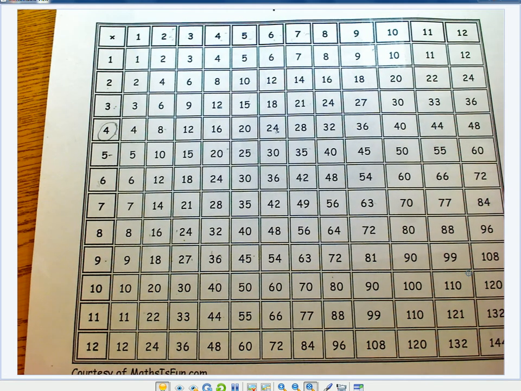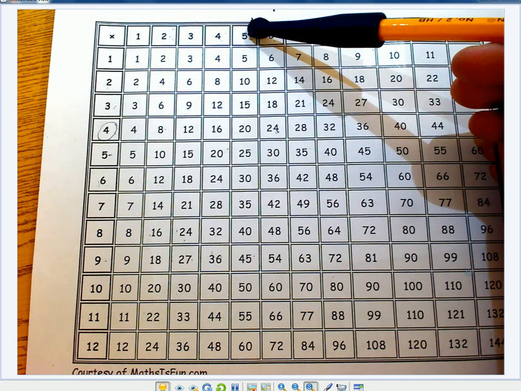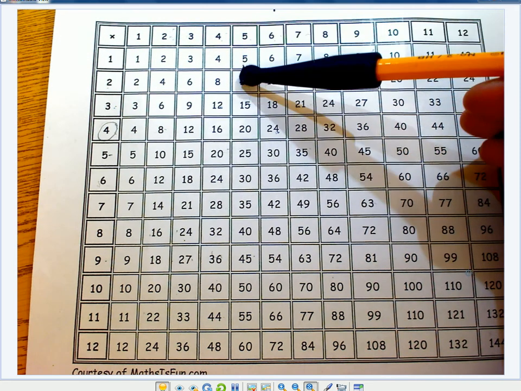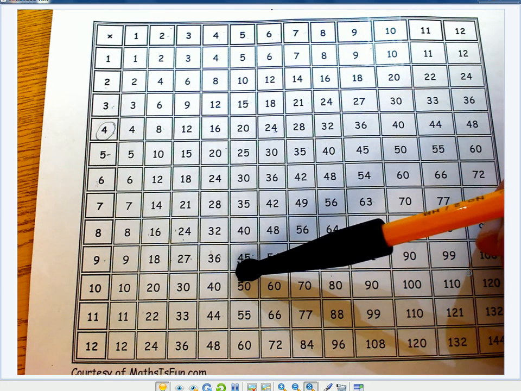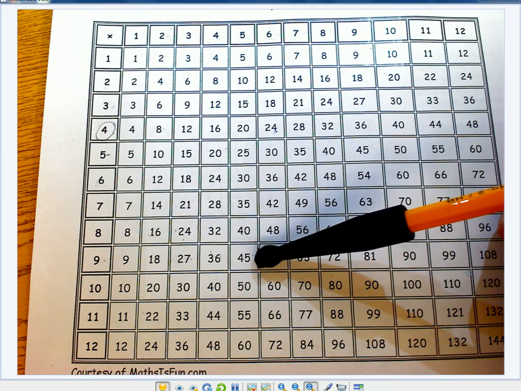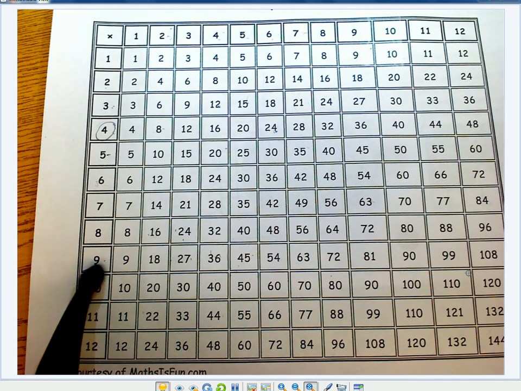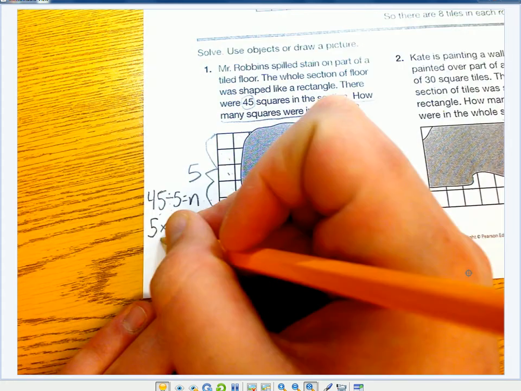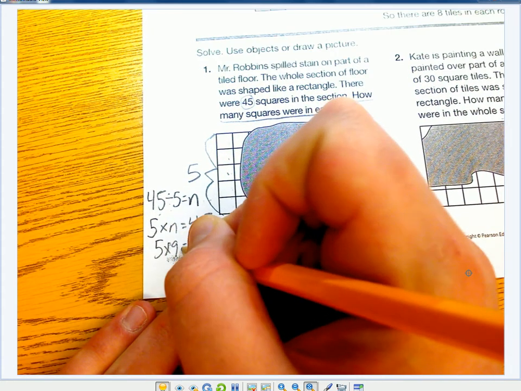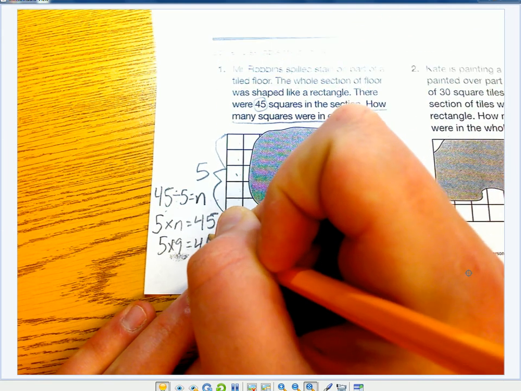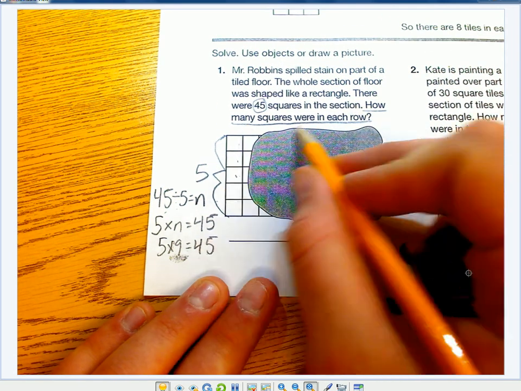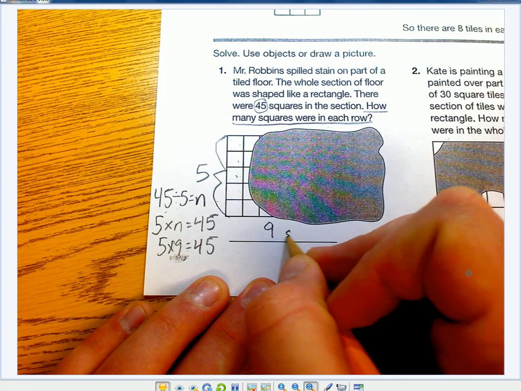And I'm going to start with 5 because I have 5 rows. Go straight down till I get to 45, and then all the way to the left to get my answer, which is 9. So that means that 5 times 9 equals 45. So how many squares were in each row? 9 squares.